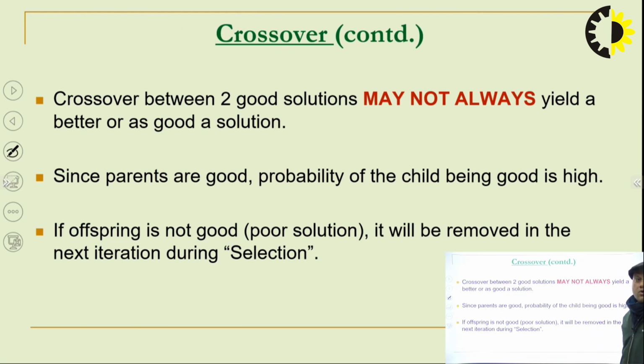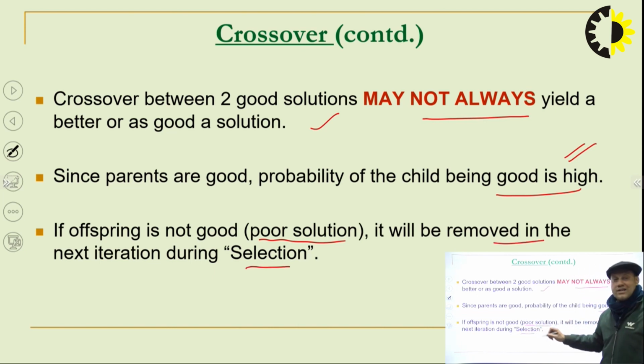Okay, so crossover between two good solutions may not always yield a better or good solution. This we have to keep in mind. Since parents are good, the probability of getting a good child is very high. So this is from the biological point of view. If the offspring is not good, meaning the solution is very poor, then we will just remove it in the next iteration during the selection process that we have seen in the algorithm.